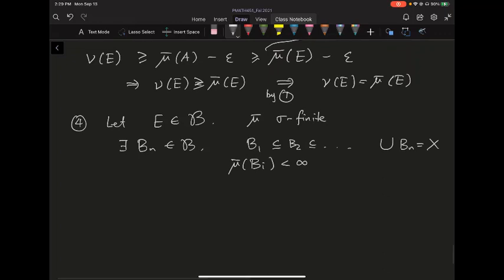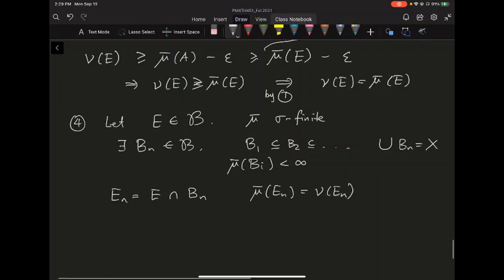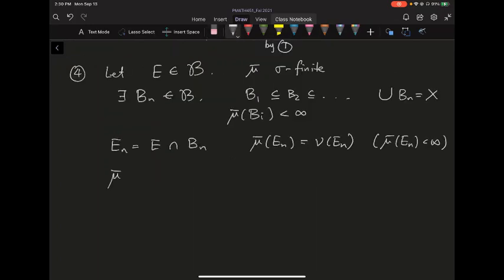So now, because each of these Bn has finite measure, I can just consider En, which is the intersection of E with each of these Bn, okay? So it should have finite measure as well, so mu bar of En will be equal to nu of En because it has finite measure, okay? This is because mu bar of En is less than infinity. It's bounded above by mu bar of Bn, which is less than infinity. Now, if I want to compare the mu bar of E, okay? Well, E is no other than the union of these En, n greater than or equal to 1. And because Bn are increasing, these En are also increasing, okay? You're intersecting with an increasing chain of sets.